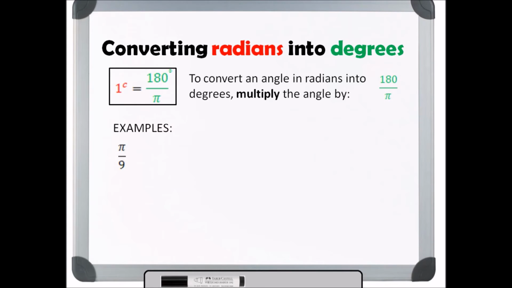For example, for pi on 9 radians, to convert it into degrees, you need to multiply it by 180 over pi. This gives us 180 pi over 9 pi. We can cancel out the pi's and simplify it into 20 degrees.